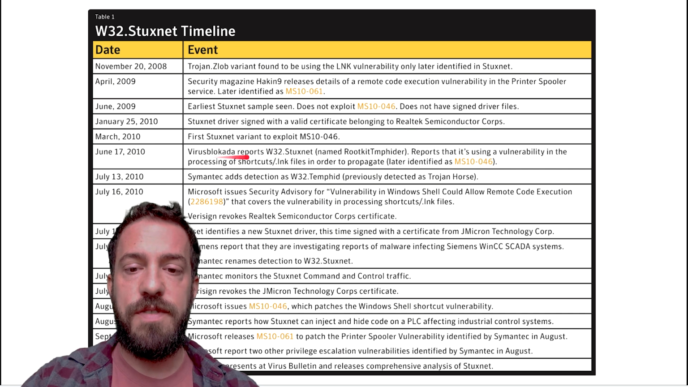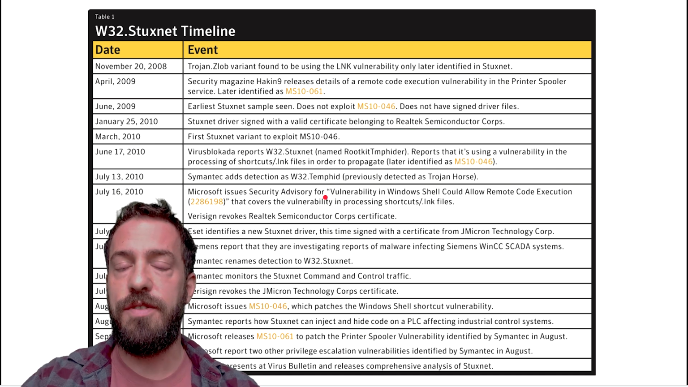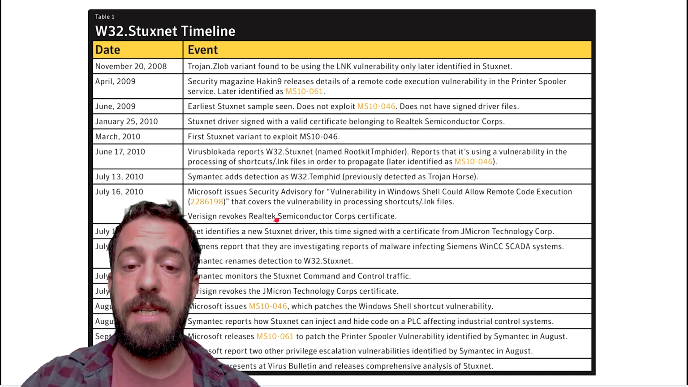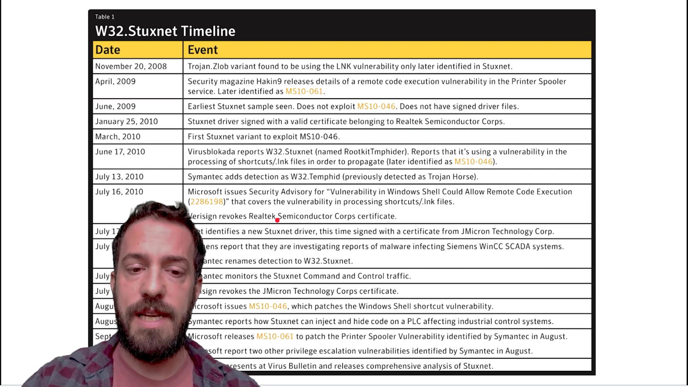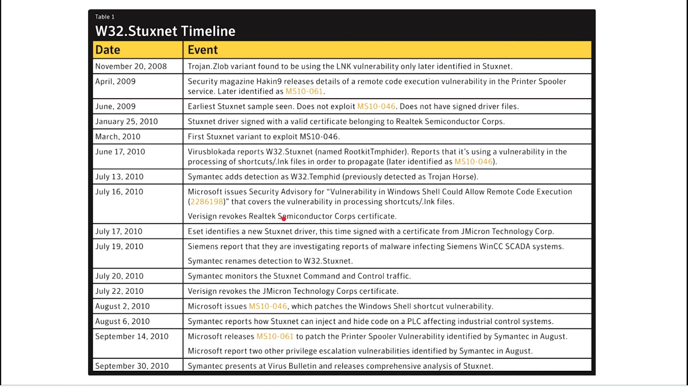After Stuxnet was first discovered, things moved quickly. Microsoft released advisories for some of these vulnerabilities. The certificate that was used for the rootkit aspect was revoked, and then another driver was also revoked. Stuxnet was actually using two. Patches came out, and then in the end, the command and control traffic was blocked, and those servers were not listening to Stuxnet anymore.